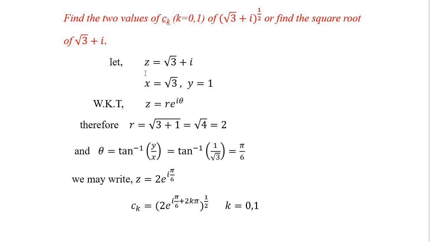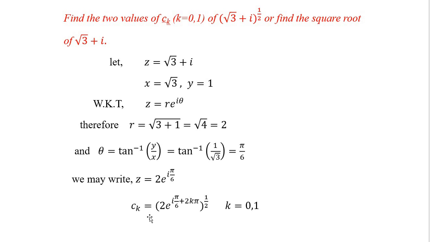So we are using these two formulas and modifying them into the form z equal to r e power i theta. So z equal to root 3 plus i. Therefore x equal to root 3 and y equal to 1. So r equal to root of 3 plus 1, equal to root 4, that is equal to 2, and theta equal to tan inverse of y by x, tan inverse of 1 by root 3, equal to pi by 6. So therefore we may write z equal to 2 e power i pi by 6.